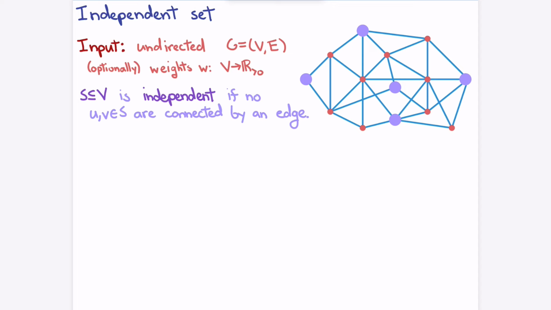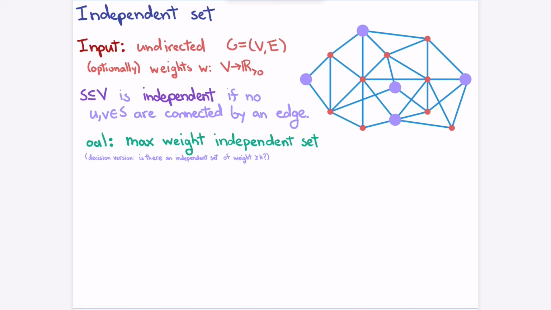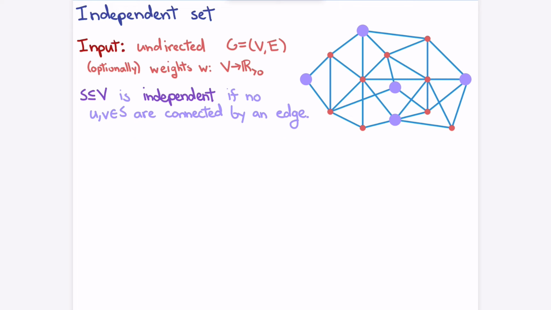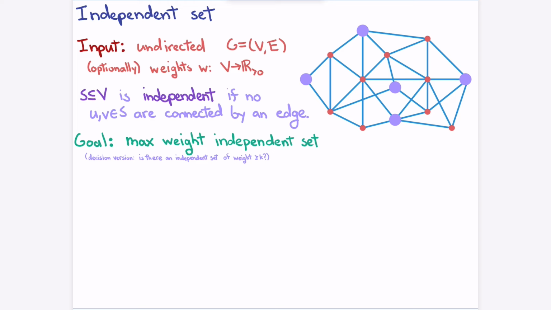So the independent set problem is to try to find the maximum weight independent set in the graph if I put weights on the vertices. In a simpler case, there are no weights. Everything just counts as 1. You just want to choose as many as possible. You can turn this into a yes/no question by also giving some parameter k and asking, is there an independent set with at least k vertices?